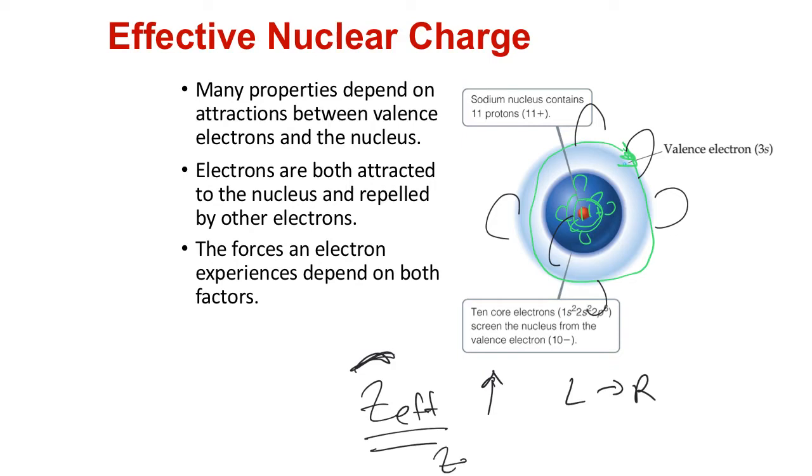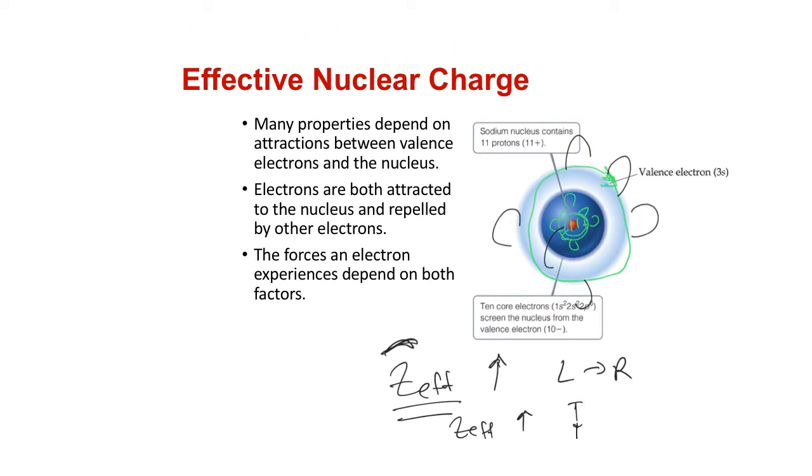We're going to see from top to bottom that we get a small trend here, that the effective nuclear charge is slightly increasing from top to bottom. So as we go from top to bottom down a group of elements, we'll see that there's a slight increase in the effective nuclear charge. Not a big increase from top to bottom, but we'll talk about that on the next slide.